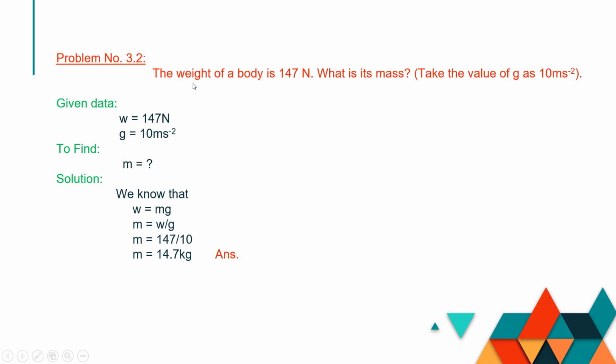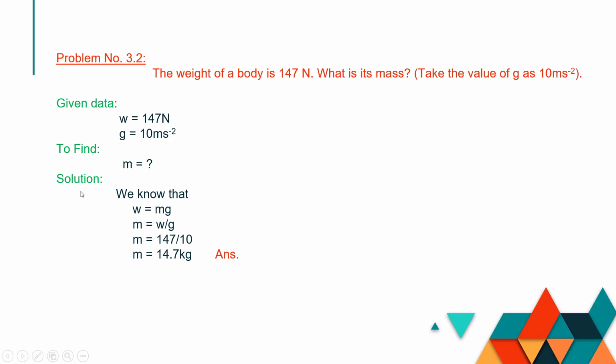As we are given the weight of the body, which is 147 Newton, so we will write W is equal to 147 Newton. Next we are given the value of g, which is 10 meter per second square. So we write g, which is equal to 10 meter per second square. We have to find the mass of the body, so we will write m is equal to question mark, which means we have to find out the mass.